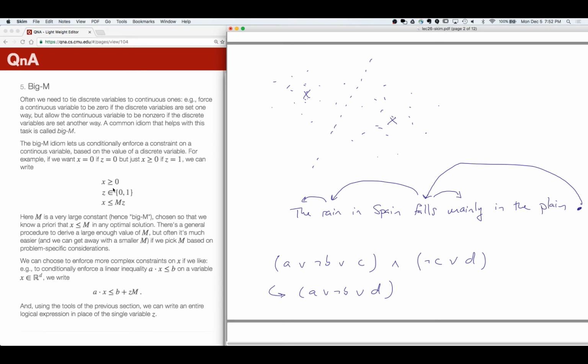And there is, in fact, a general way to pick m so big that you know it doesn't matter, but that's not very satisfying because it picks a really, really big m. But often in any given problem, you can figure out how big m has to be from problem-specific considerations. And you can do the same thing. This one conditionally enforces an inequality, right? Because ax has to be less than or equal to b if z is 0, whereas ax is essentially unconstrained if z is 1 because it has to be less than some big number, b plus z times m.